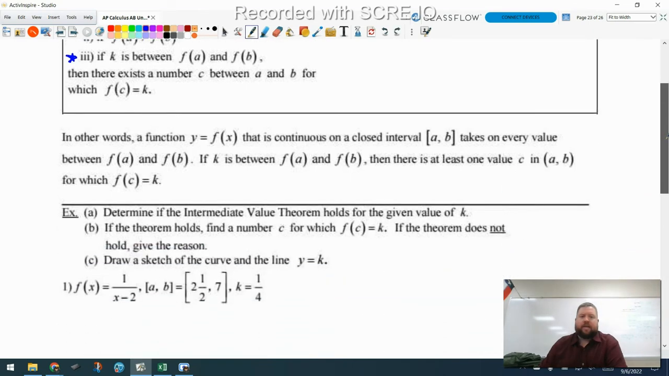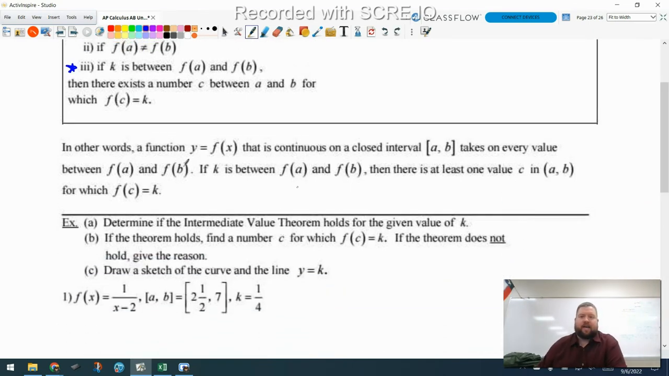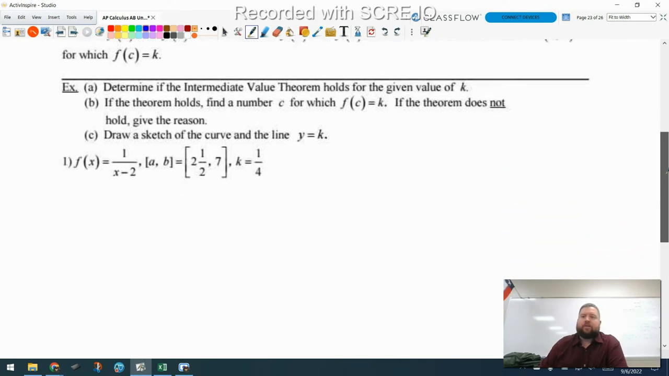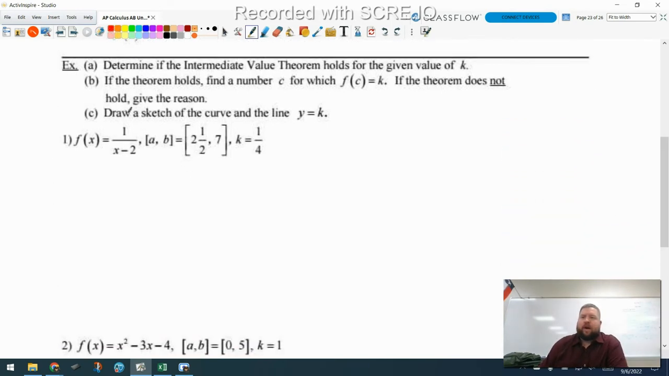All right, in other words, I had us draw a graph last time. Hopefully you have that in your notes already. So I'm going to go ahead and move on to our first example. We're going to determine if the intermediate value theorem holds for a given value of k. If it does hold, we're going to find the c value for which f of c is equal to k. If the theorem doesn't hold, we will say why, and then we'll draw a sketch.